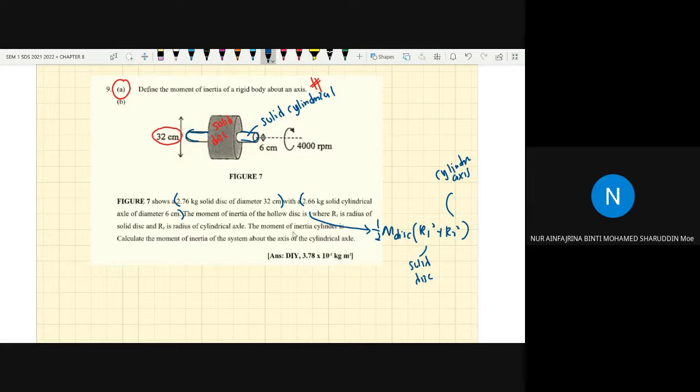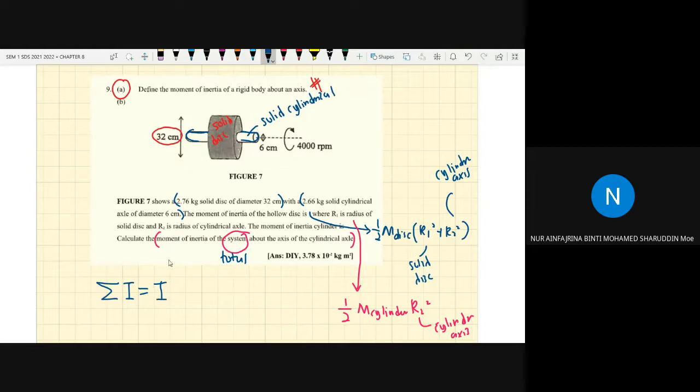Okay, then dia cakap the moment of inertia of cylinder. Dia bagi formula juga sepatutnya. The moment of inertia untuk cylinder adalah half mass cylinder darab dengan R2 squared. R2 adalah cylinder punya radius. Now, calculate the moment of inertia of the system about the axis of the cylindrical axle. Maksudnya of the system. Bila of the system, dia minta total. Jadi what you going to do now, you nak cari total of moment of inertia.